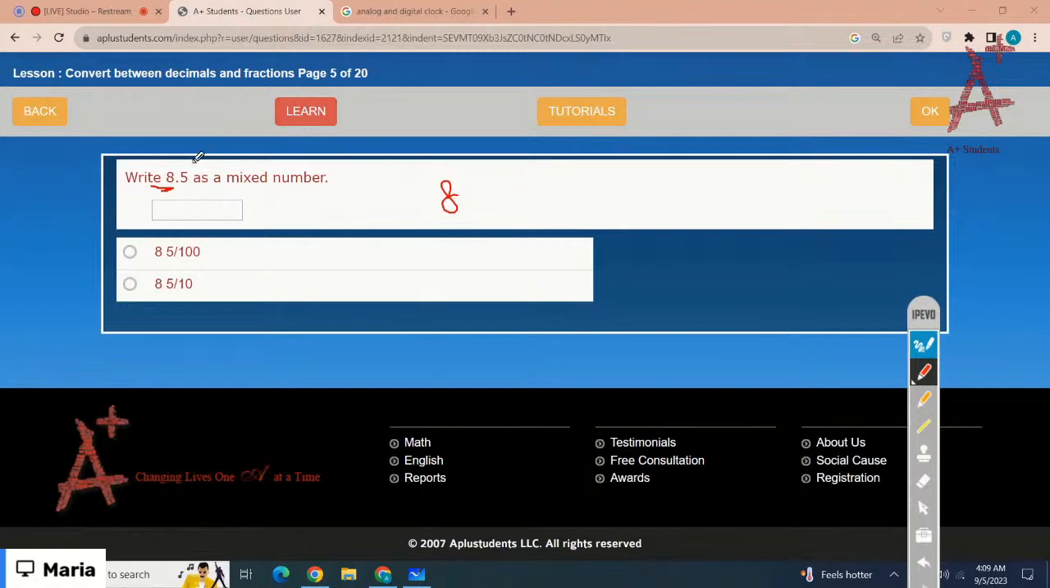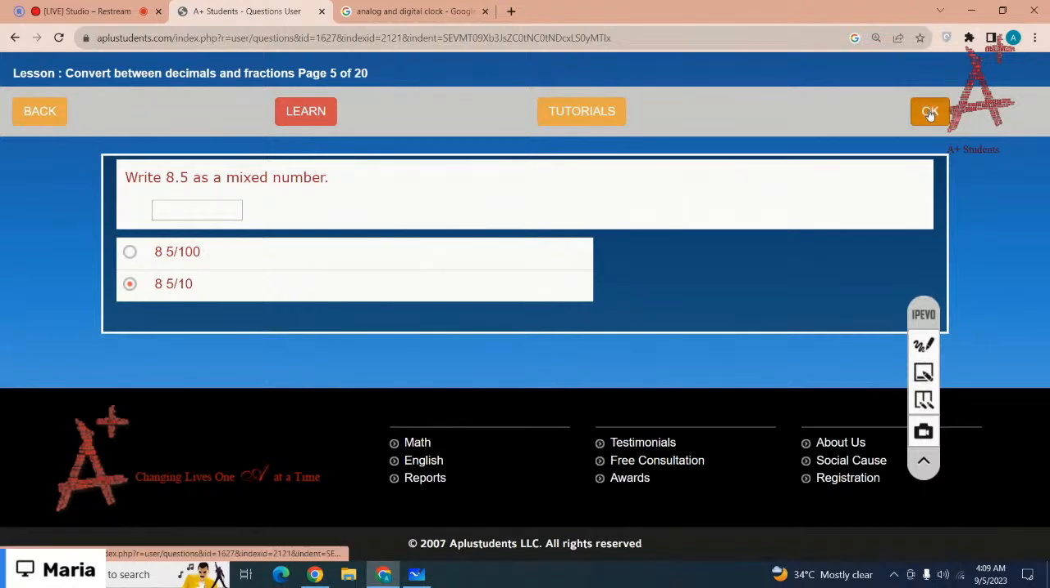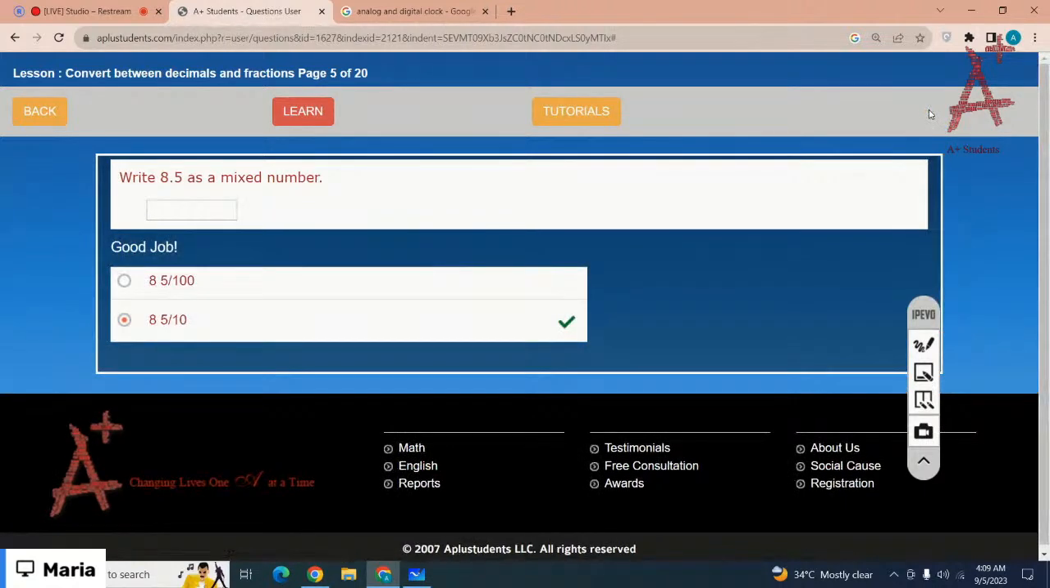So it would be 8 whole 5 over 10. So the correct option is 8 whole 5 over 10. Option number 1 is the correct option. Sorry, option 2, that is 8 whole 5 over 10. So the second option is the correct option.